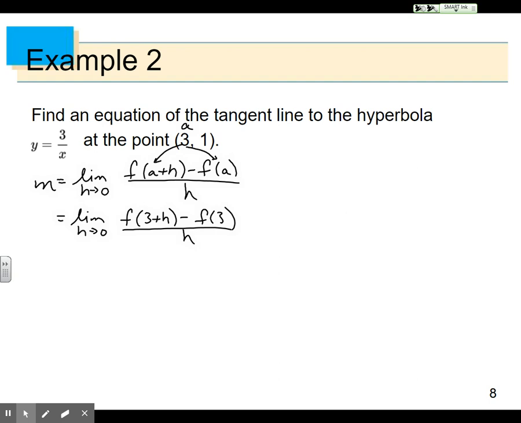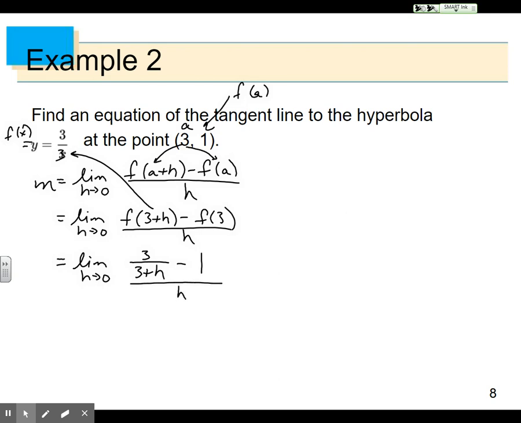So how does that help me? Well, now I can take this 3 plus h, and it's just going to go in for the x right here, because remember, this y is the same as f of x. So I have 3 over 3 plus h minus f of 3. Well, if I plug in 3 right there, it gives me 1. And I also have a 1 right here. So I can get 1 from either of those places, all over h.